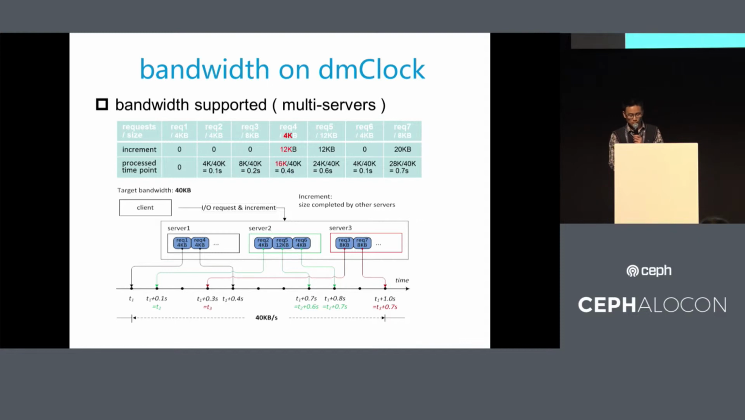So request 4 will be processed 0.4 seconds later after request 1. And the incremental size of request 5, that's also 12 kilobytes. So this is the distributed scenario. Okay.